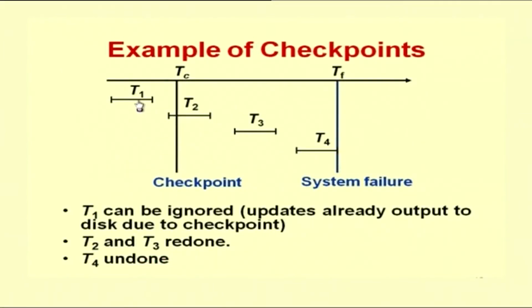You have the transaction T1, you have the checkpoint TC, you have T2, T3, T4 and you have the failure point here. So, T1 can be ignored, as its updates have already been output to the stable storage. T2 and T3 have to be redone and T4 has to be completely undone. So, this is the system failure point and this is the checkpoint point. This is the issue of checkpointing.